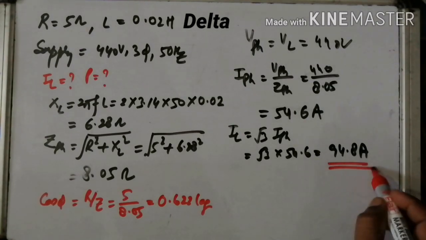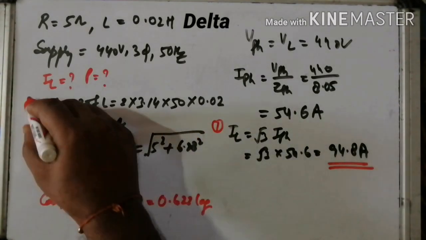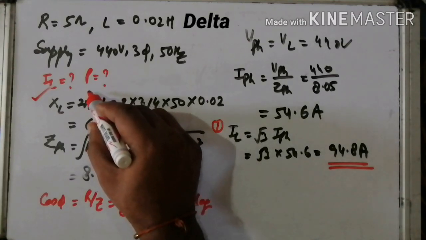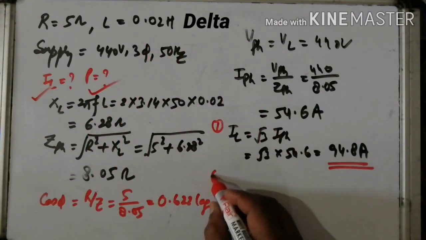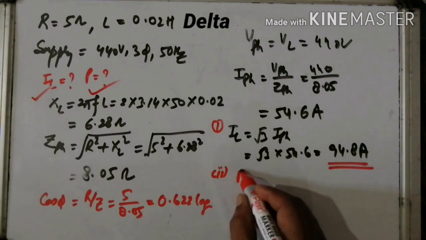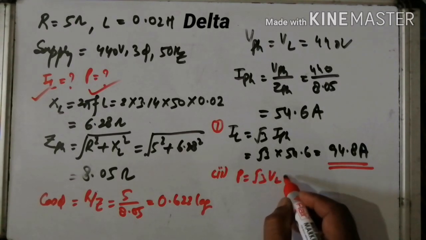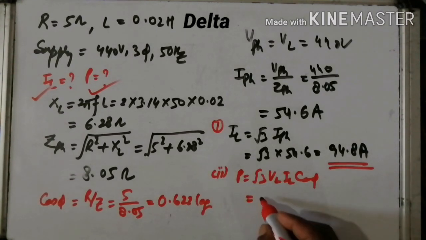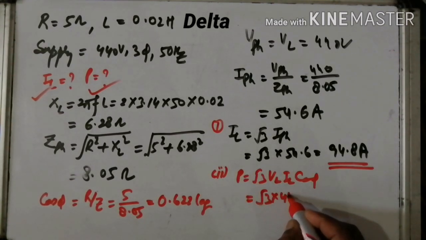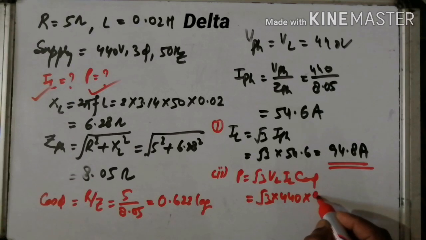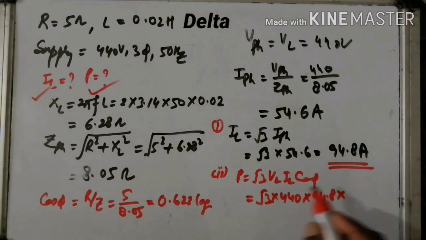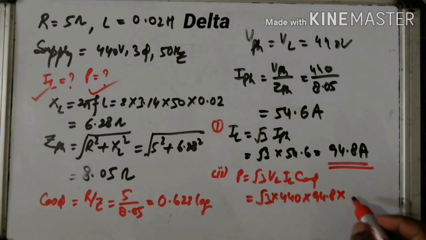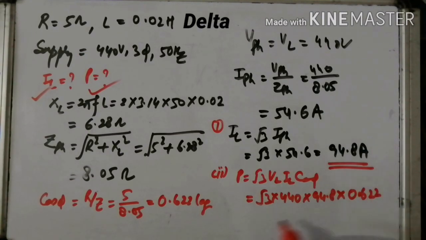This is our first part. Now power absorbed. Now see the second part, that is P equal to under root 3 VL IL cos phi, equal to under root 3, VL is 440, IL is 94.8 and the cos phi it is 0.622. After the calculation it is 45,000 watt.